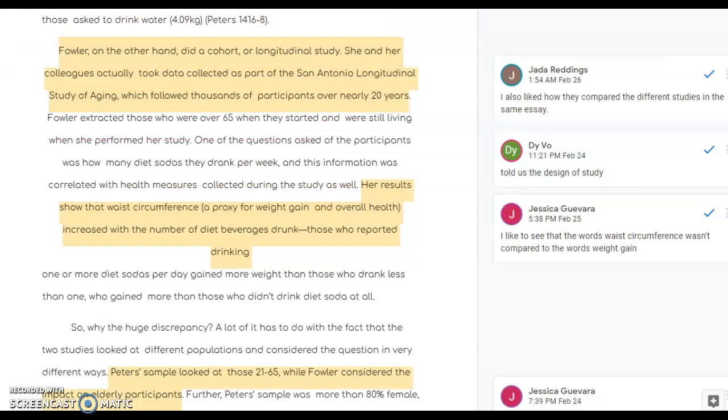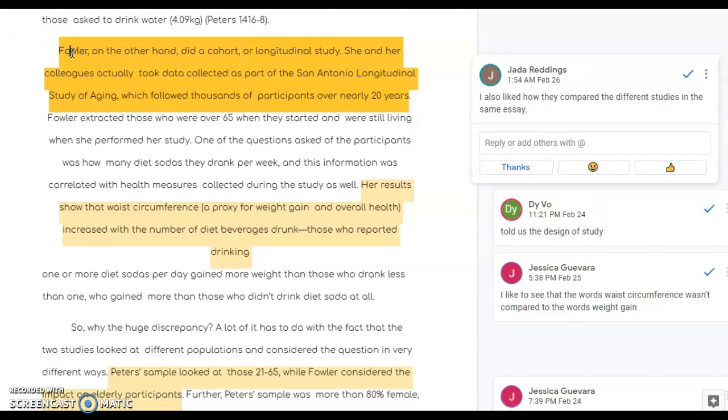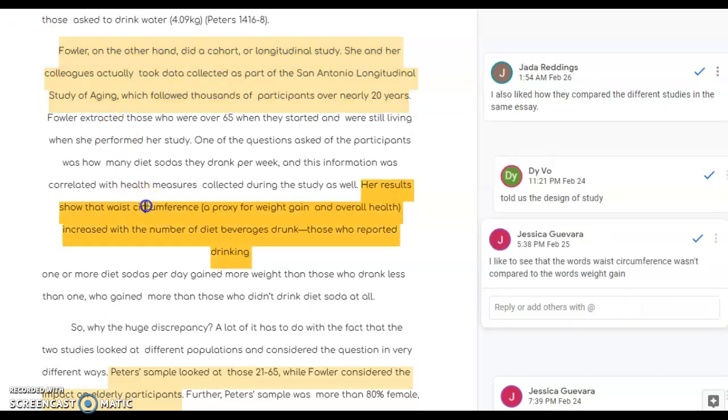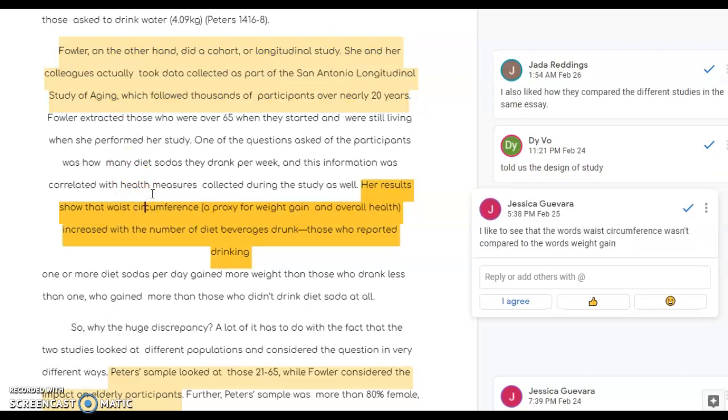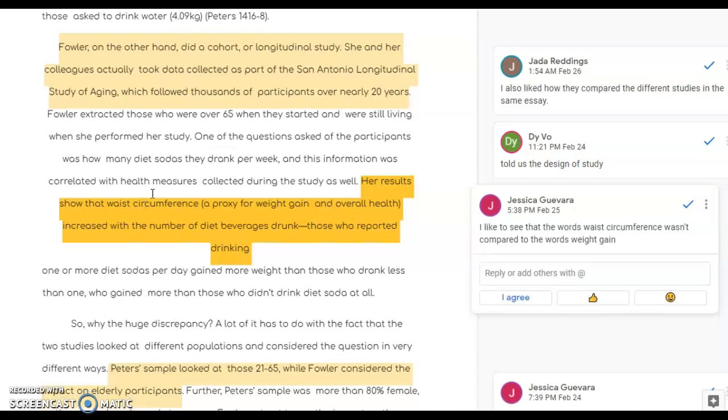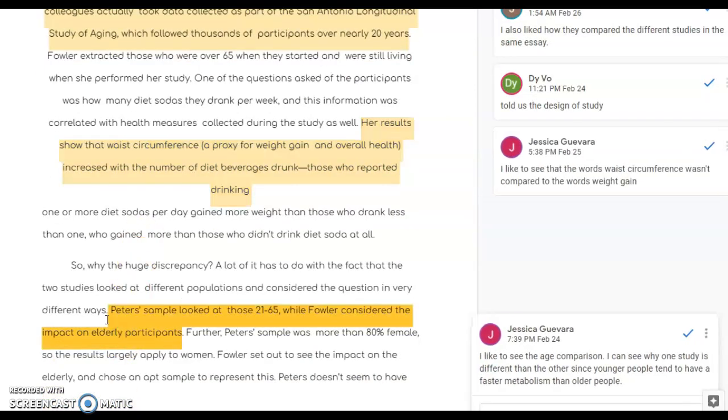Okay. Down here, there were some really good comments about comparing the two essays. So we get an explanation here of the difference between study designs, an explanation of how the study was done, and this nuanced explanation of the difference between weight circumference and weight gain. Okay? And down here, again, a discussion of the age. You guys all identified this as a good explanation of the differences between the studies. And one of the things we'll be looking for is that level of detail.